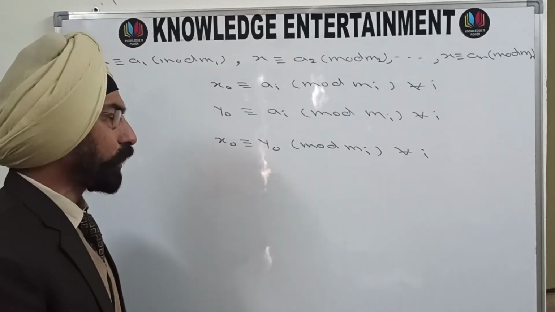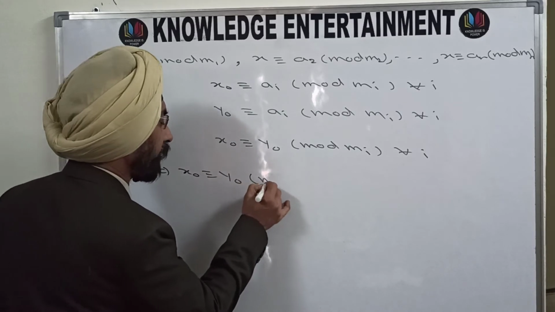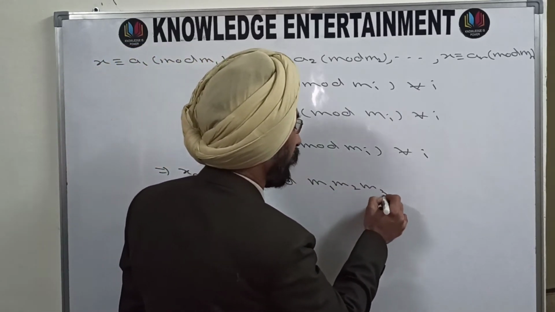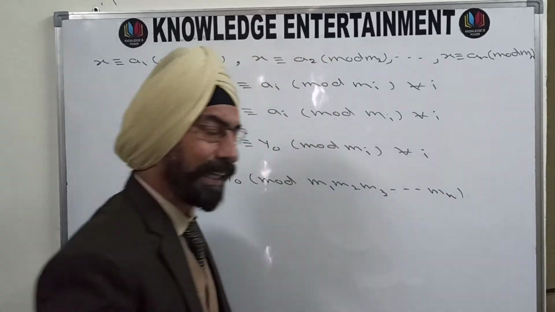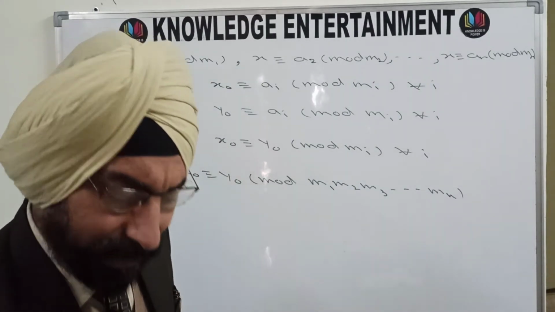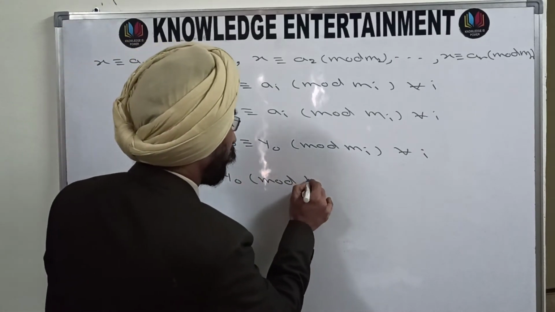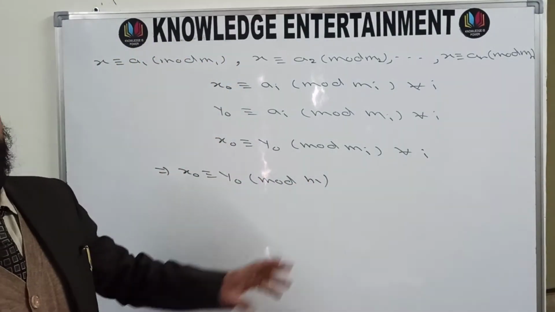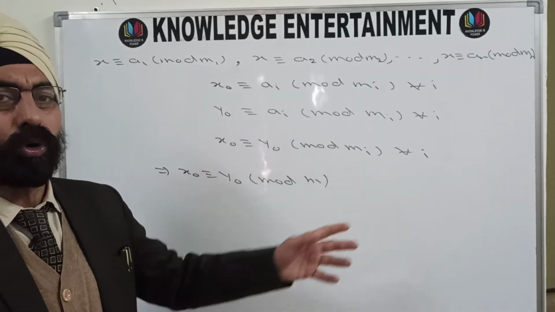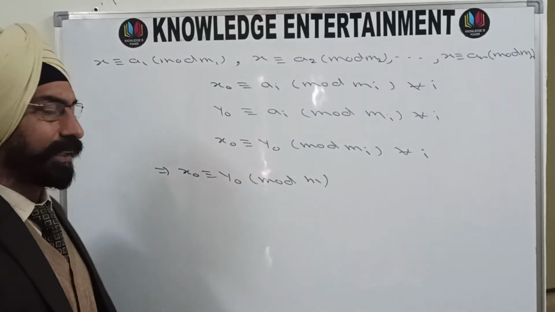So x naught will be congruent to y naught modulo the product of these mi's, m1, m2, m3 and so on, mn, because they are relatively prime to each other. And this product is m. So x naught is congruent to y naught modulo m. That means modulo m, you have a unique solution. If any other solution exists, it will be congruent to x naught modulo m. So you have a unique solution, and we have proved the Chinese remainder theorem.